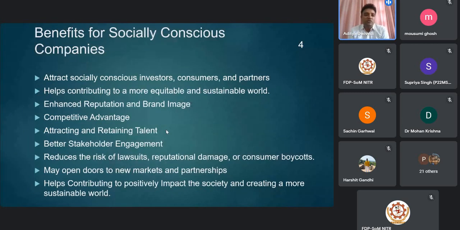Benefits for socially conscious companies: environmental and governance factors are definitely important, but socially conscious companies get more customers, can easily venture into new markets and new products, and easily attract shareholders who invest in their companies. They attract socially conscious investors, consumers, and partners. They help contribute to a more equitable and sustainable world. Stakeholder engagement also gets better for these socially sustainable companies.